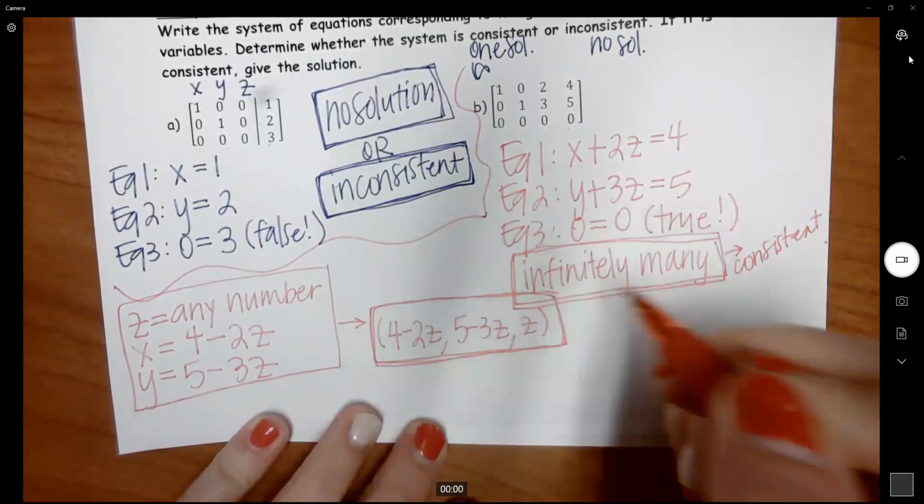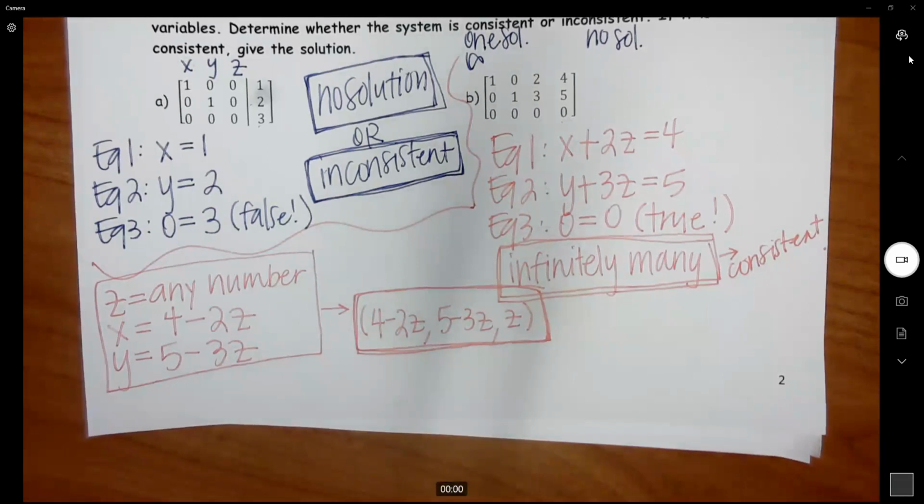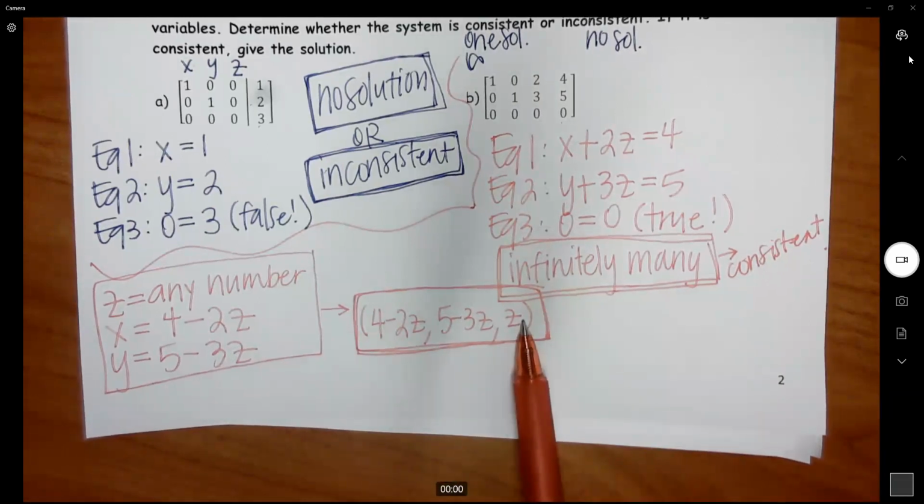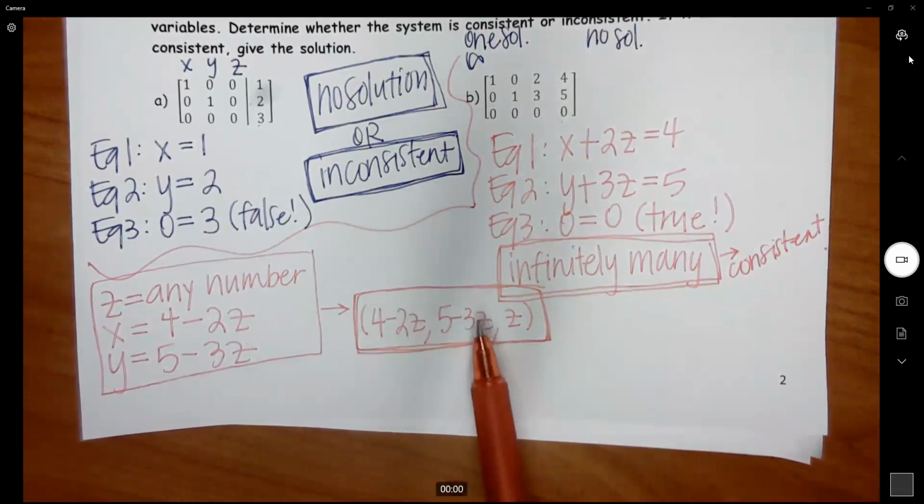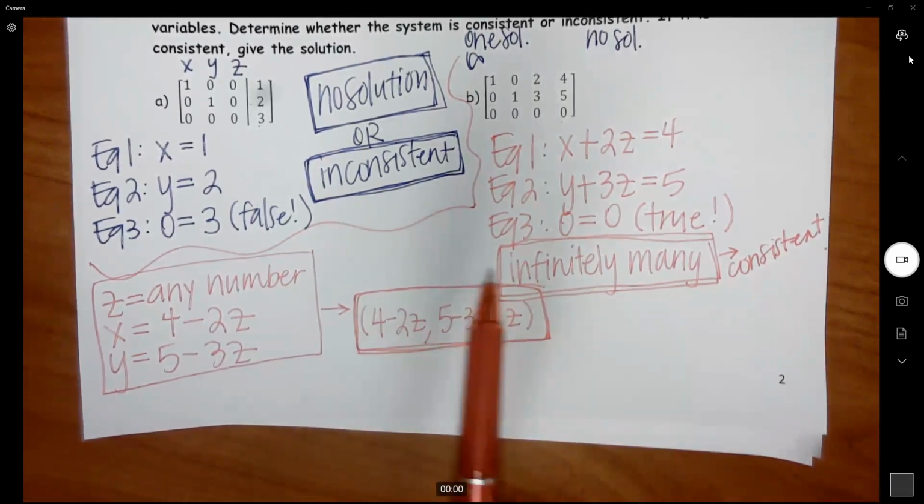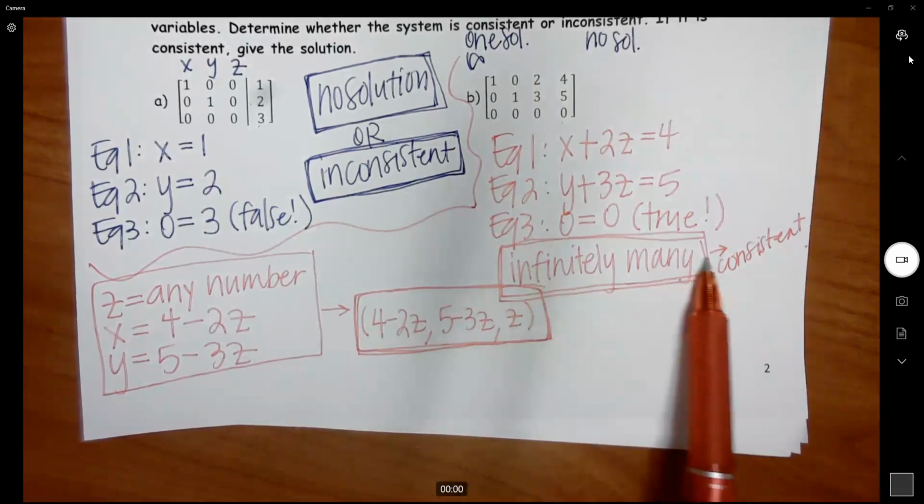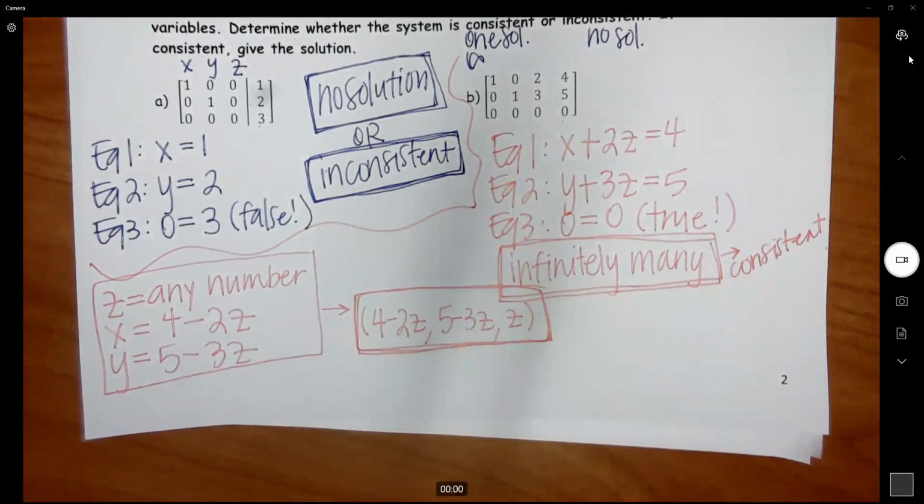So now, of all those infinitely many solutions, if I want to pick z to be 1, I can plug in z here and get my x coordinate, and I can plug in z here to get my y coordinate. This gives me a formula to find any of those infinitely many solutions as I want.